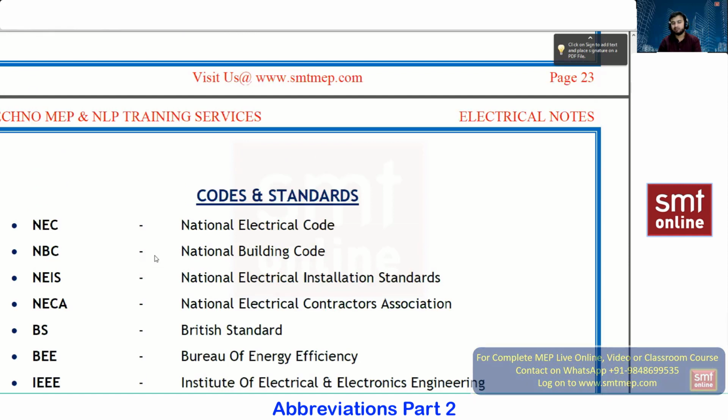So these are the abbreviations which you have to memorize, which you have to understand. Then only you can deal with all these devices when you're going to design. I hope it's very, very clear for everyone.